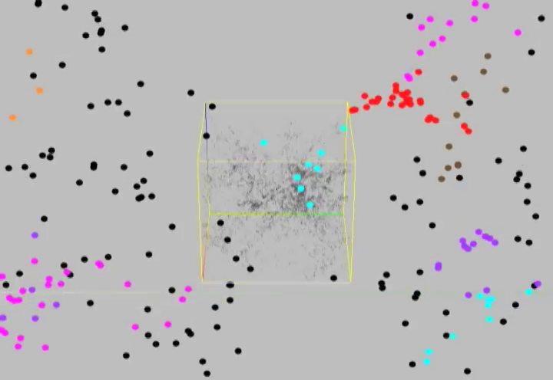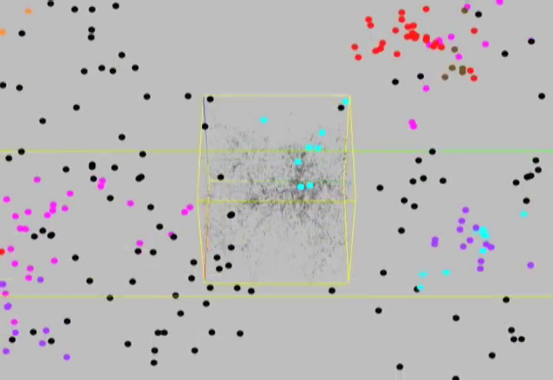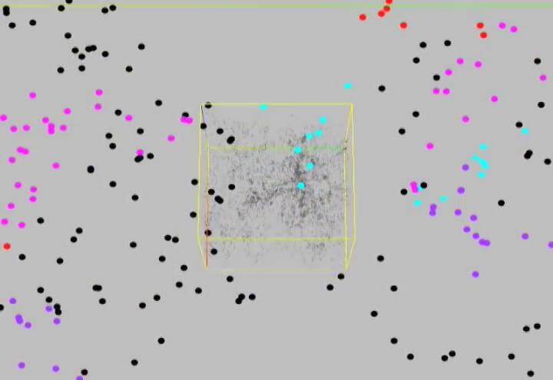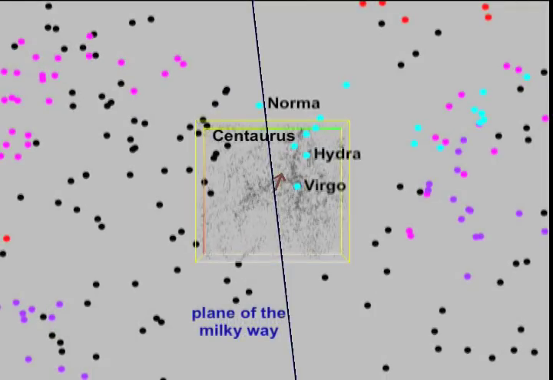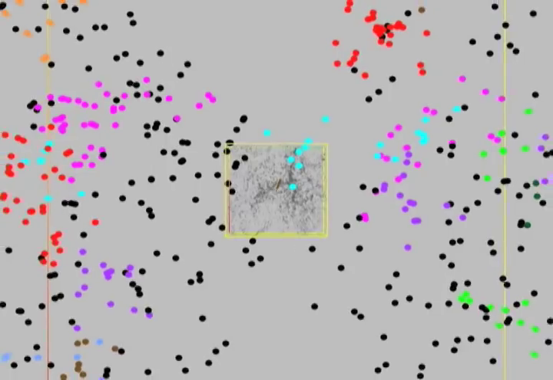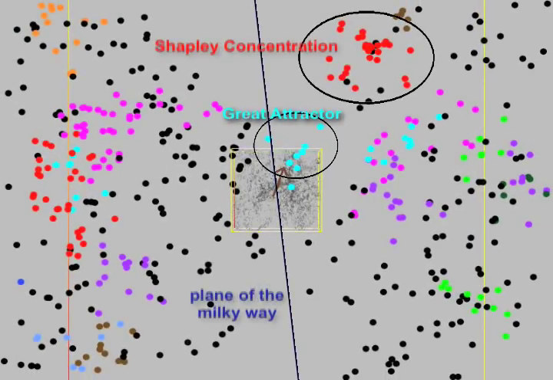Take notice of the large number of symbols colored red just behind these central cyan objects. This is the Shapley concentration of galaxies. It remains to be resolved how much of our motion induced on large scales is due to the supercluster including Norma, Hydra, and Centaurus at 3,000 to 5,000 kilometers per second, and how much is caused by the Shapley concentration at 15,000 kilometers per second.